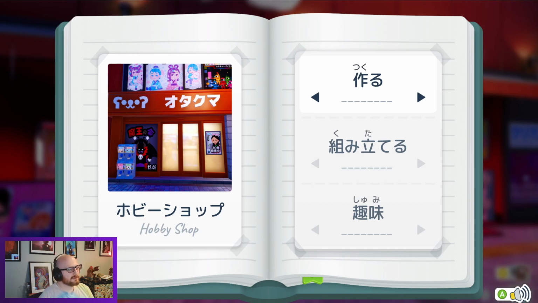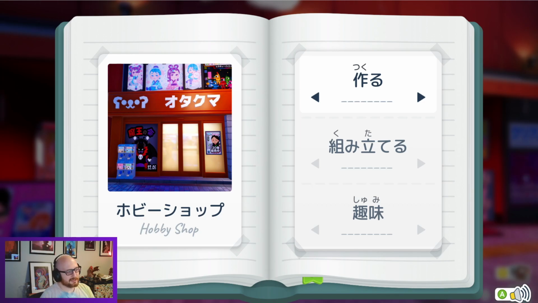Alright, here we have tsukuru, kumitateru, and shumi. You might have caught me say shumi earlier. Let's start at the top though. Tsukuru. Once again, we're rushing that u sound.